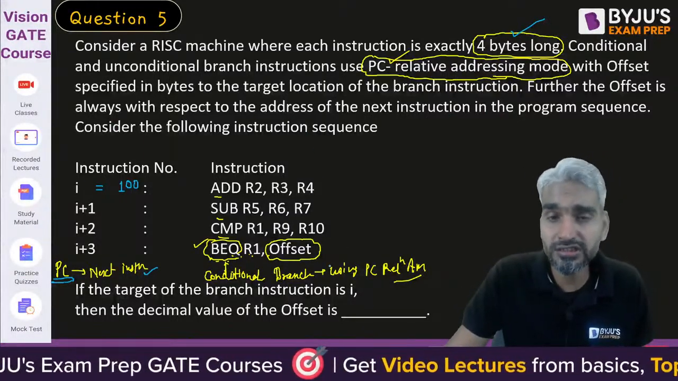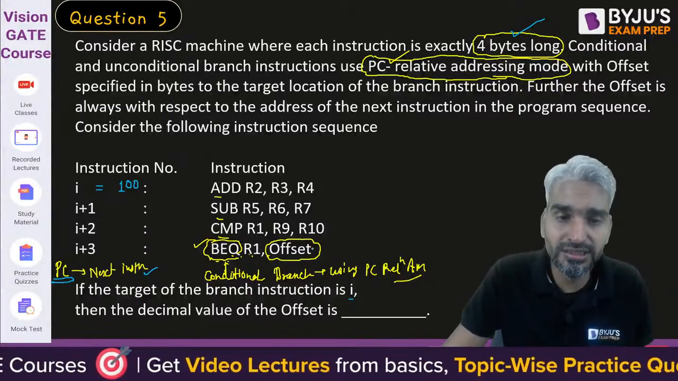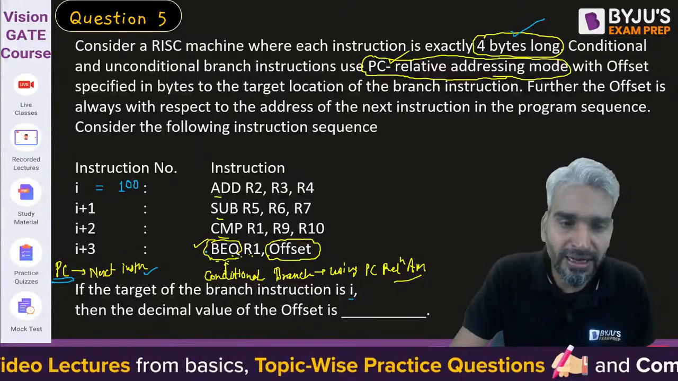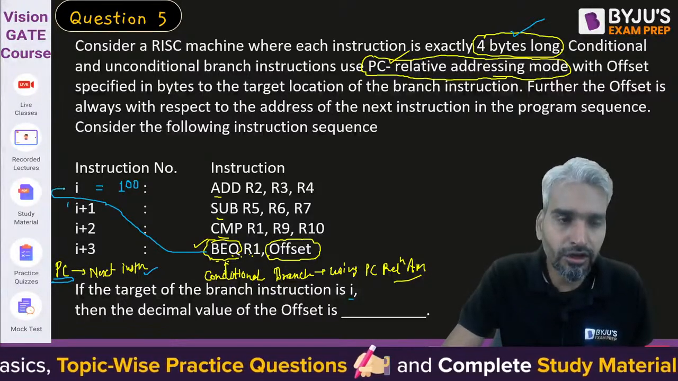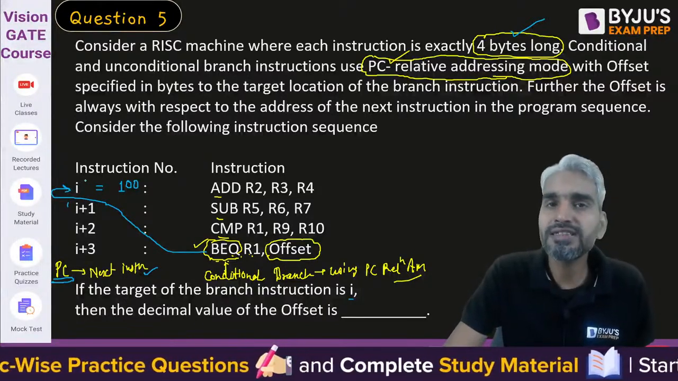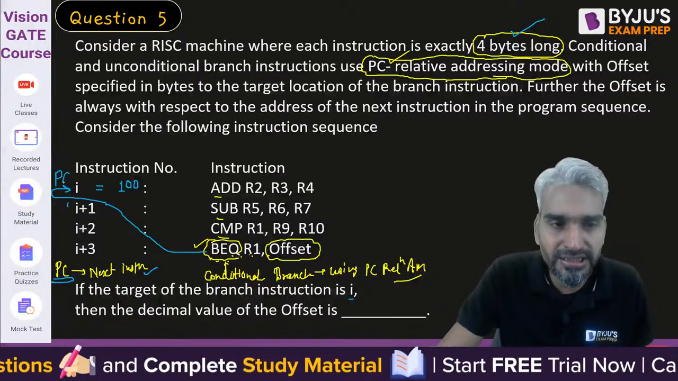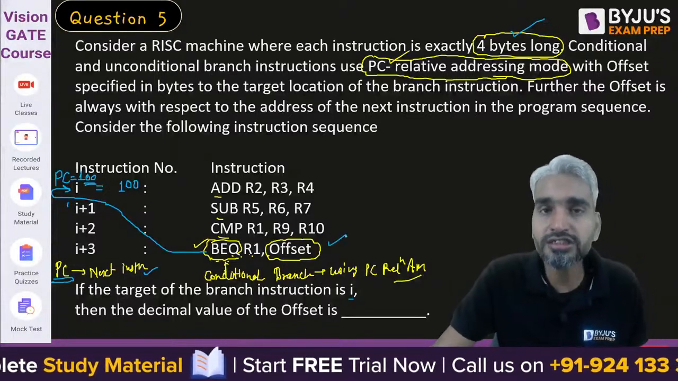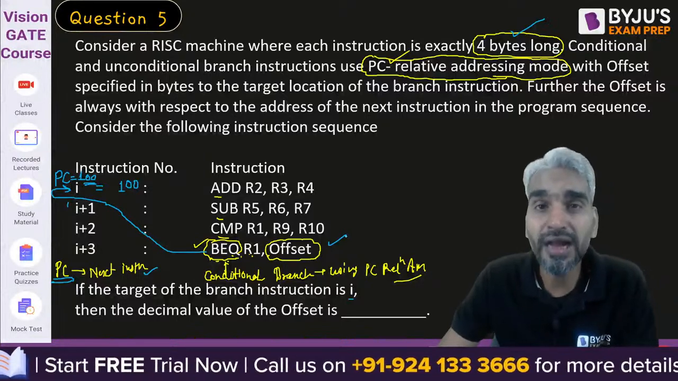Consider the following instruction sequence. Now, if the target of the branch instruction is I, it is saying that if this branch is taken, then we need to jump to this address I. That means the PC value should become 100 because of the execution of this instruction, if the branch is taken.